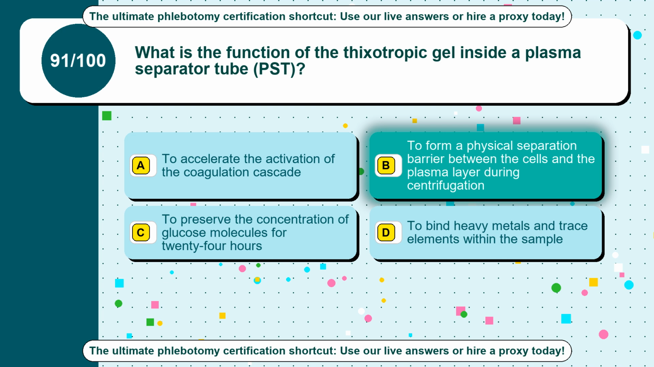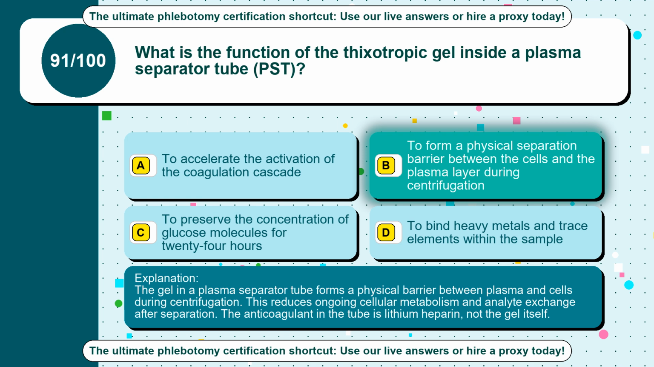centrifugation. The gel in a plasma separator tube forms a physical barrier between plasma and cells during centrifugation. This reduces ongoing cellular metabolism and analyte exchange after separation. The anticoagulant in the tube is lithium heparin, not the gel itself.